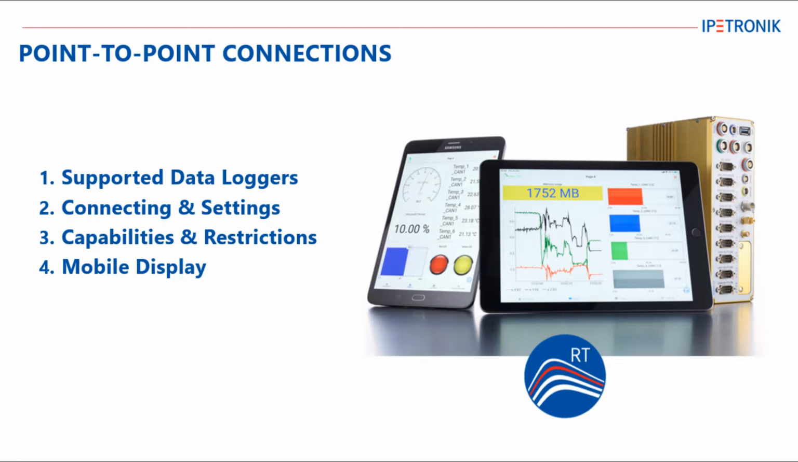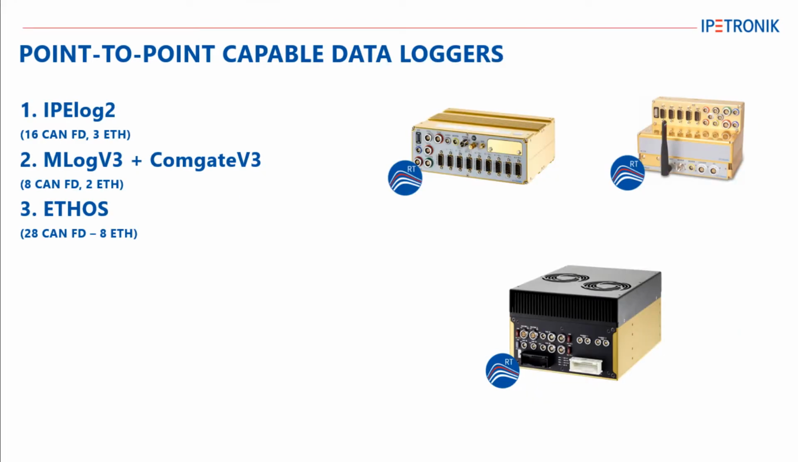As the mobile display is one of the main features, we will take a closer look at how to configure it in various environments. Not all data loggers in the IPETRONIK lineup come with an access point built in. The IPELog 2, the MLog V3 when combined with a COMGATE, and the ETHOS have a Wi-Fi access point built in by default. It is possible to add third-party access points to a data logger like the Micros SL.